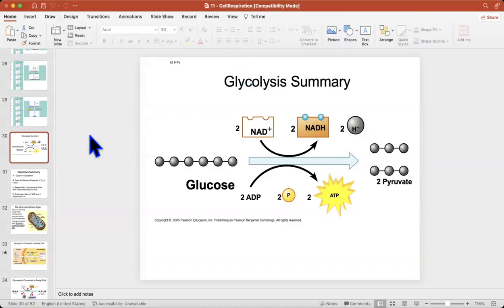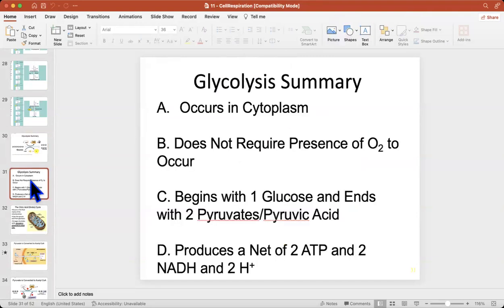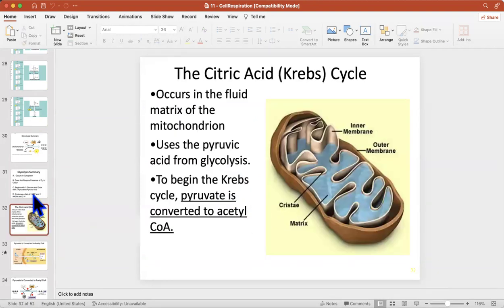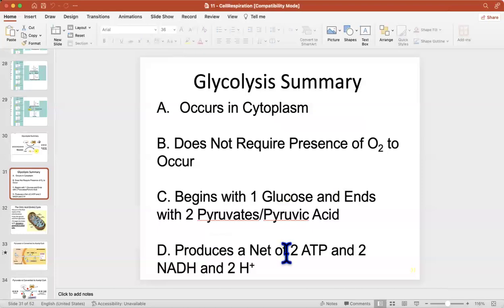Before the break, we talked about glycolysis. To summarize, glycolysis happens in the cytosol. It does not require oxygen, so it's a quick process. What's the beginning? What's the end? The beginning is one glucose. Through the whole glycolysis, you produce 2 pyruvate, sometimes called pyruvic acid. The other products are 2 ATP, 2 NADH, and 2 hydrogen, 2 protons, H+. So know the input, know the output.